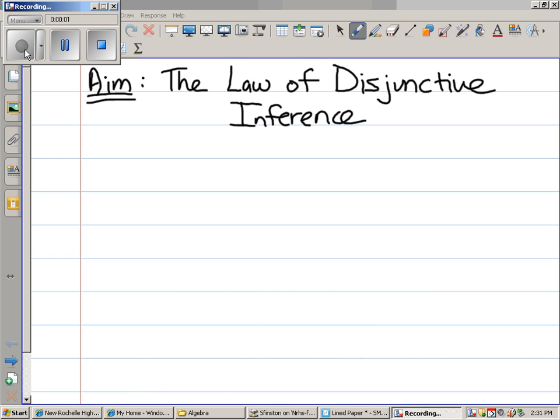We are learning new stuff today. We're going to learn three things. The first thing is the law of disjunctive inference. Let me show you what it looks like, and then we'll see it in a proof.